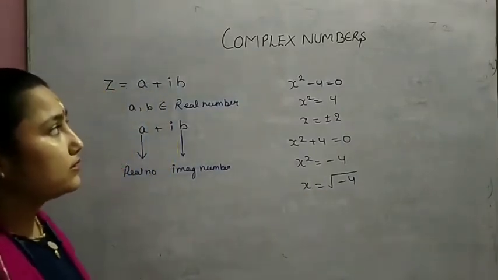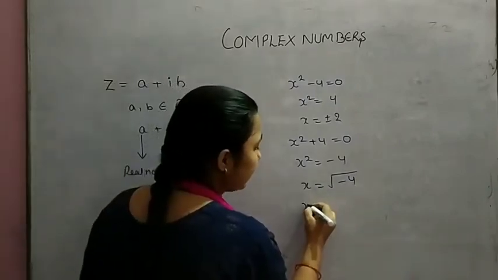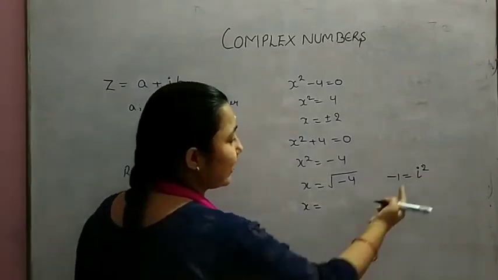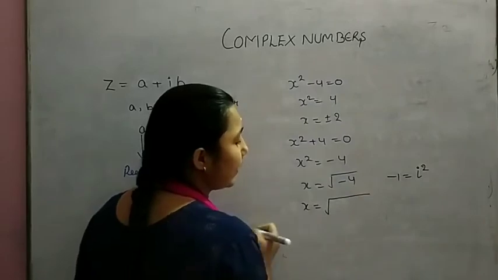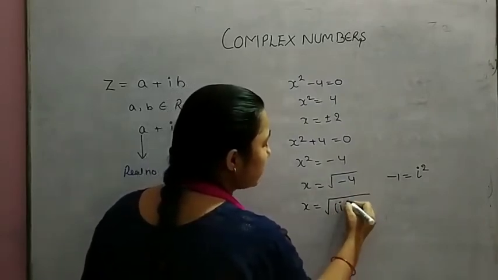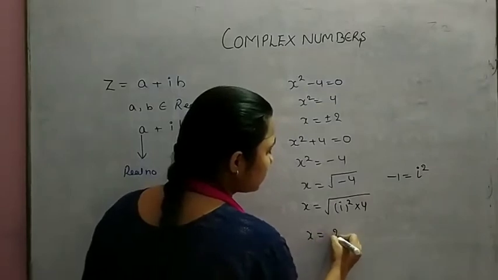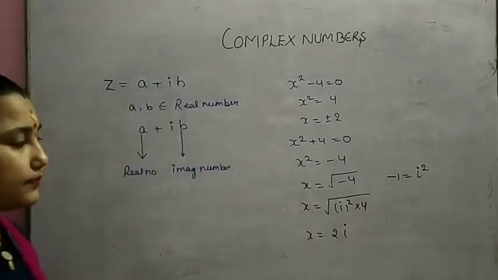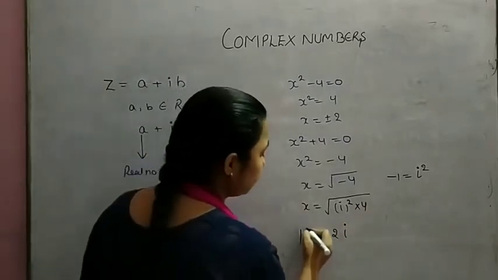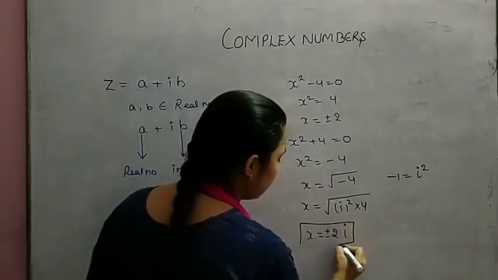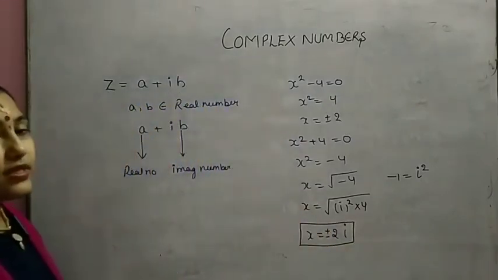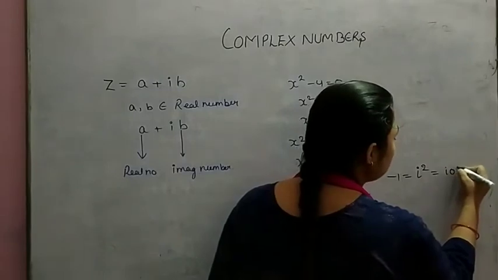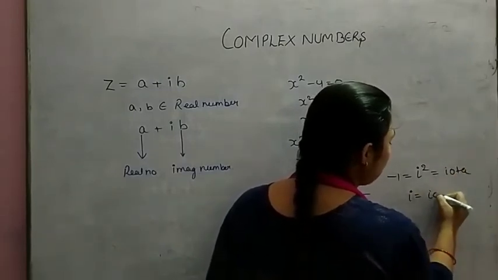So in complex geometry, we represent minus 1 equals i square. So that's why I just put i square in the place of minus 1, into 4. So we get x equals 2i. Correct? Now this i, the value of i square is equal to minus 1, and this is known as iota. i is generally pronounced as iota.